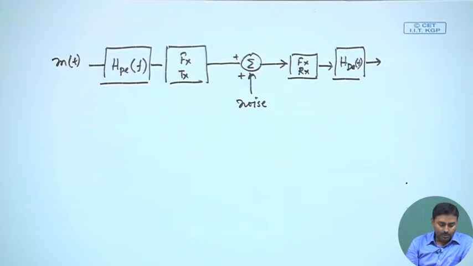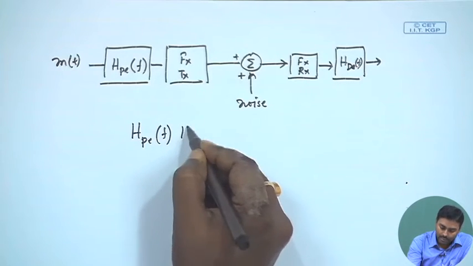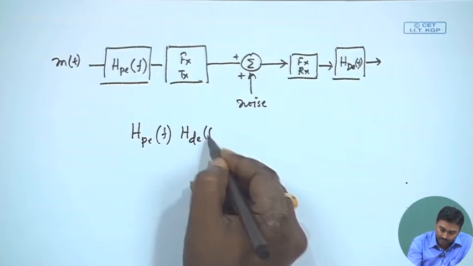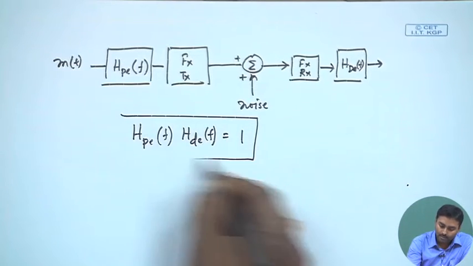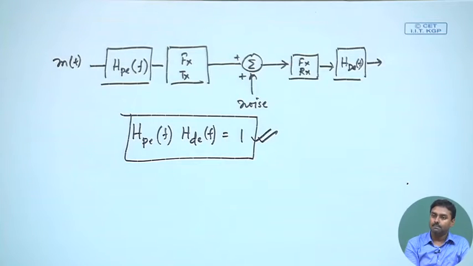What we should also realize is that H pre-emphasis times H de-emphasis must be 1, because they should just cancel out each other. Whatever the transfer function of the pre-emphasis, de-emphasis must have the inverse of that, so that they just cancel out each other, and the message signal passed through this chain of pre-emphasis and de-emphasis will have the same quality, spectral quality as well as time domain quality. This is something which has to be happening.